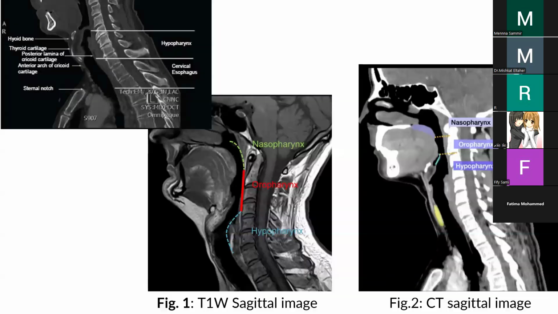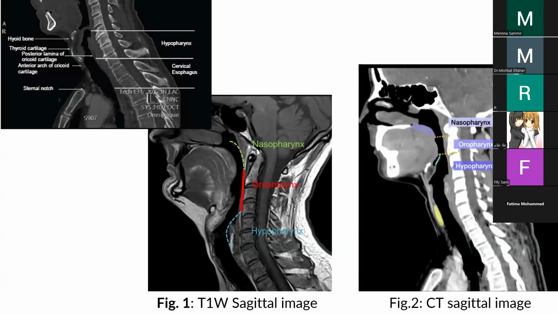In these 2 sagittal planes, T1 on the left, CT on the right, we see how the pharynx divides along its length, and that division is the roadmap for the rest of the talk. The pharynx is divided into 3 levels by 2 bony and soft tissue landmarks visible on the sagittal image. The soft palate separates the nasopharynx from the oropharynx, and the hyoid, at the level of the epiglottic tip, separates the oropharynx from the hypopharynx.